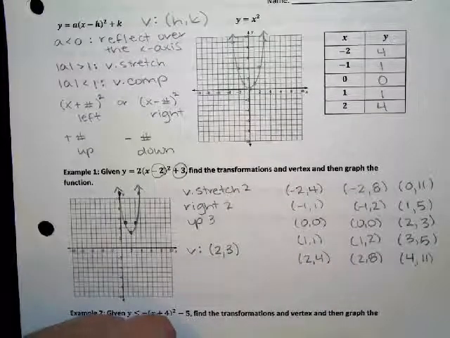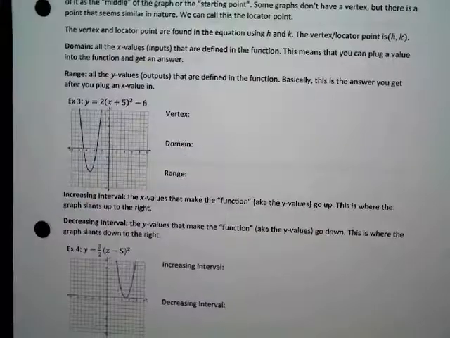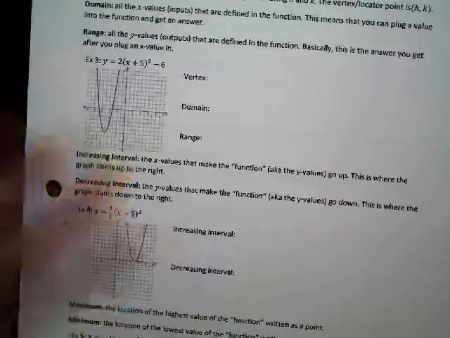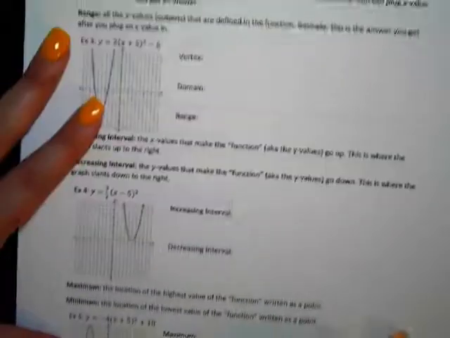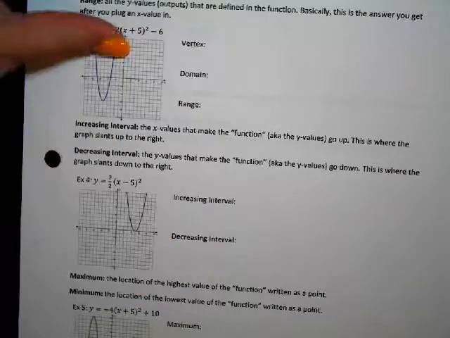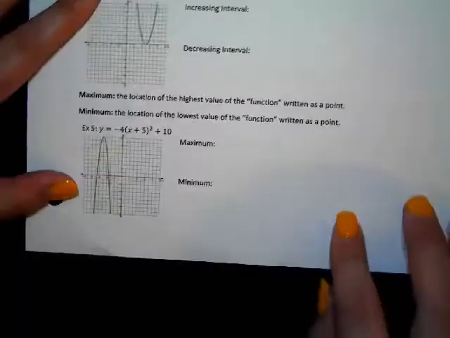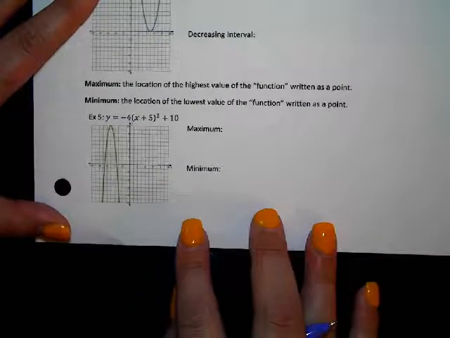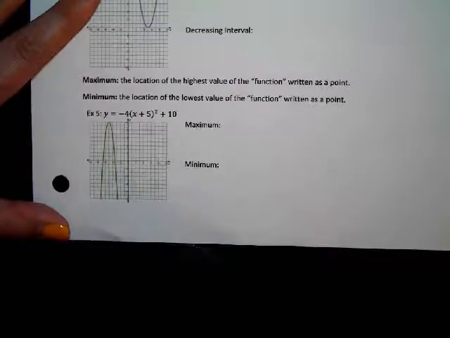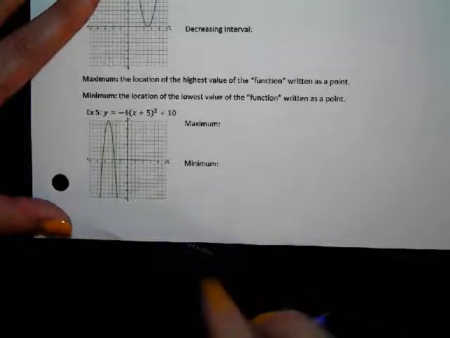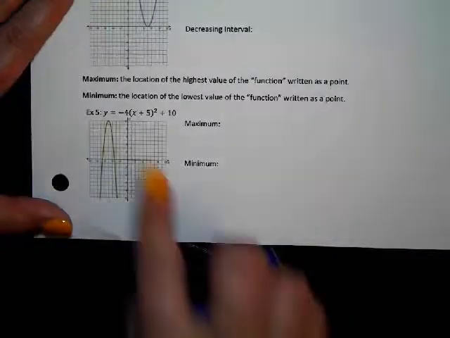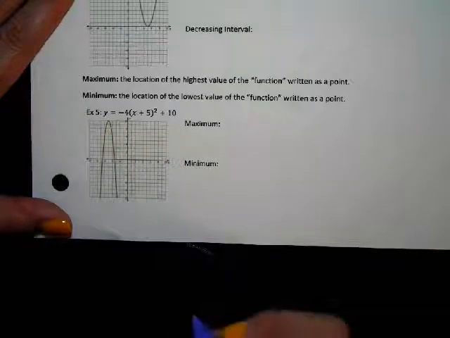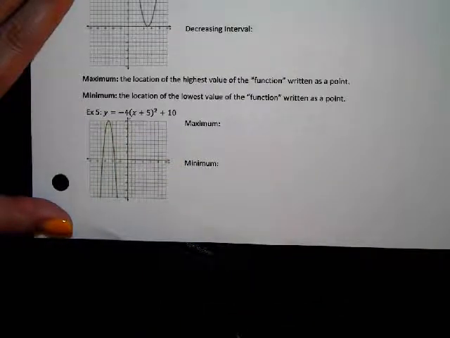Okay, go ahead and turn to the next page. We're going to do some of these in class. So vertex, domain, range, increasing, decreasing. What I want to do actually is practice some of this calculator stuff. So the maximum and minimum, I want to write down in our notes how to do this. We already know what this point is, but we're going to do it on our calculator as well, because it's a good time to start learning how to do some of these problems with a calculator.